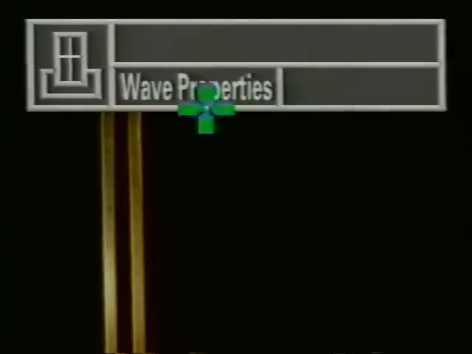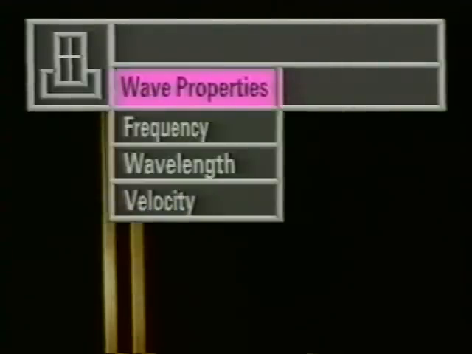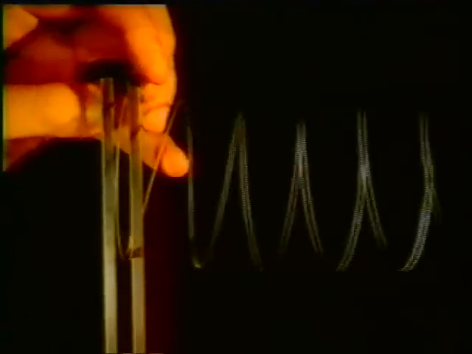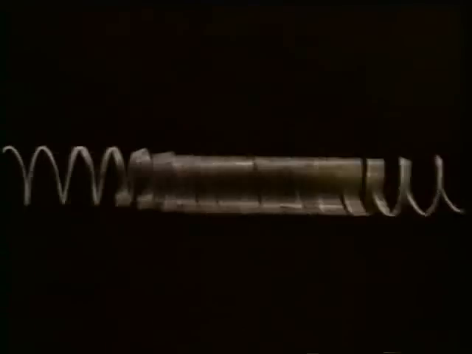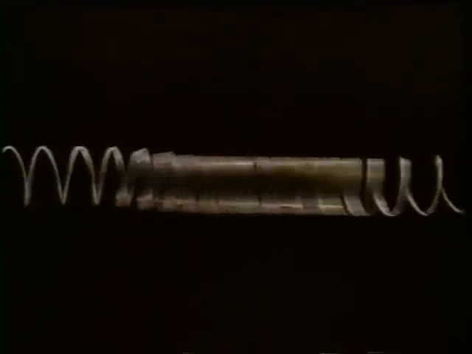We still can't see the air vibrating, but look what happens when we attach a light spring to the tuning fork. The vibration of the tuning fork sends waves along the spring. The waves are made up of some places where the coils are closer together and others where they're further apart. Let's slow the film down for a better look.